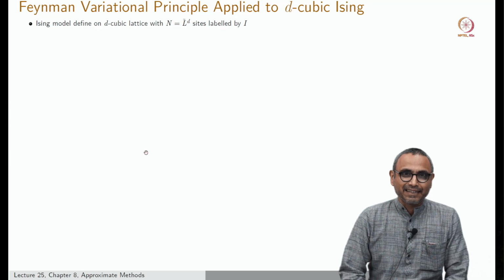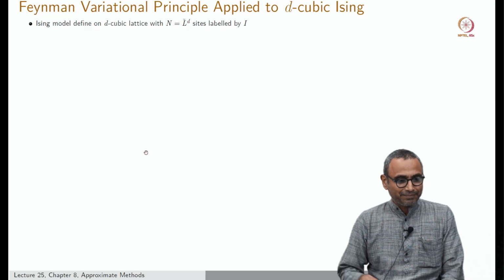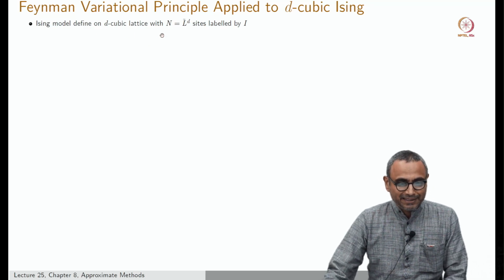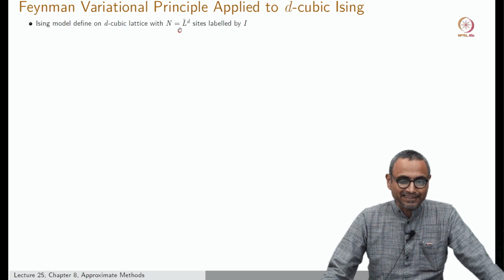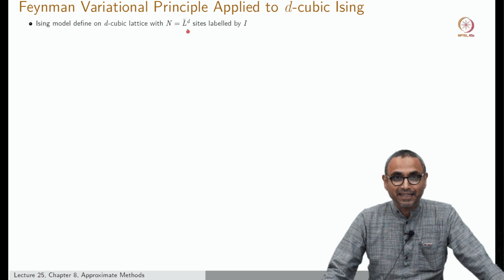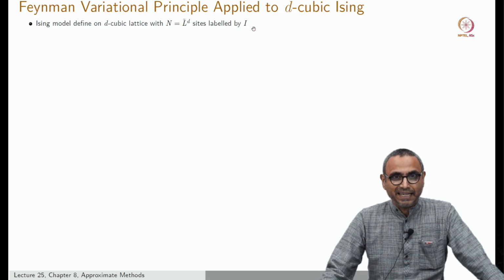So let's get the basics laid out here. The Ising model is defined on a d-dimensional cubic lattice with N sites, and this N is L tilde to the d, a notation we have used quite a few times in the course before, and the sites will be labeled by i.